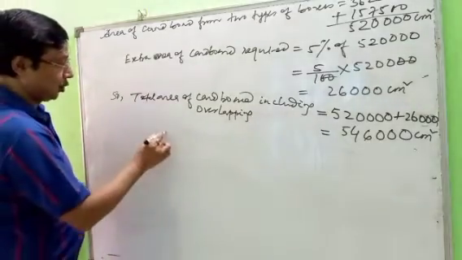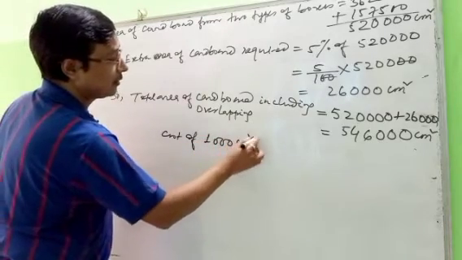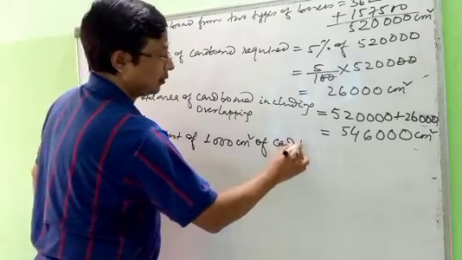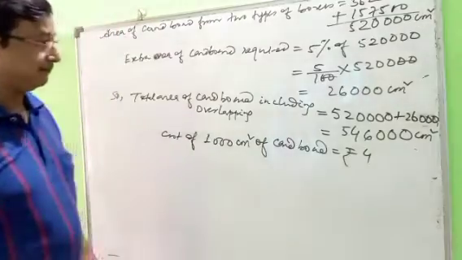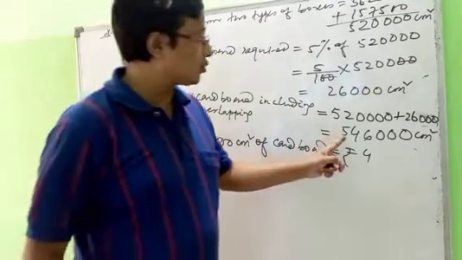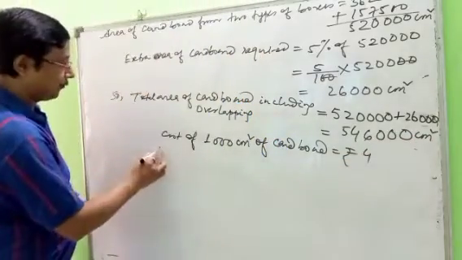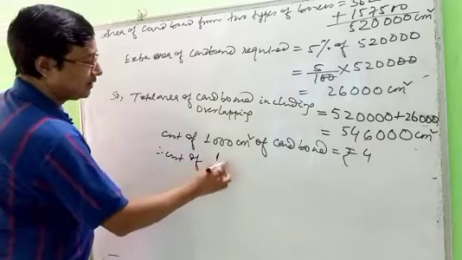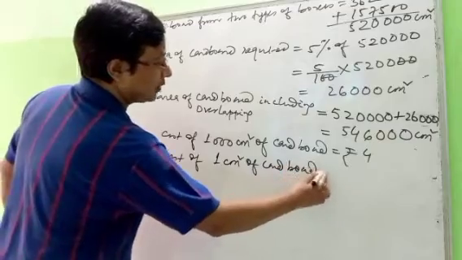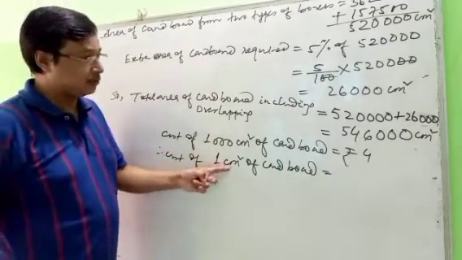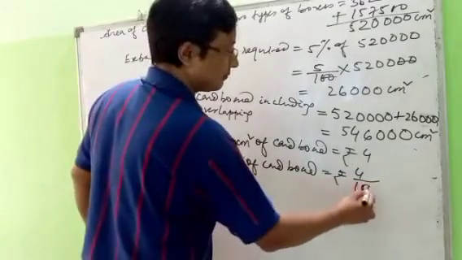Now, it is given that the cost of 1000 centimeters square of cardboard equals ₹4. You are going to find out the total cost of 5,46,000 centimeters square of cardboard. Therefore, the cost of 1 centimeter square of cardboard: now the area is less, so the cost will be less. So 4 divided by 1000, you will divide.